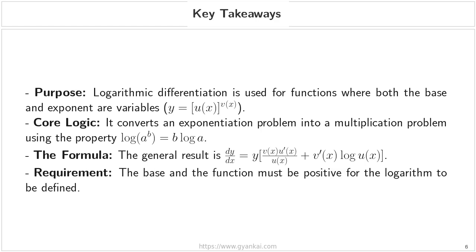Finally, always remember the critical requirement we mentioned in the constraint slide. For this method to be valid, both the base and the function itself must be positive. This is a fundamental rule because the logarithm of 0 or a negative number is undefined within the set of real numbers. Keep these points in mind, and you will be able to approach any variable base, variable exponent problem with confidence.